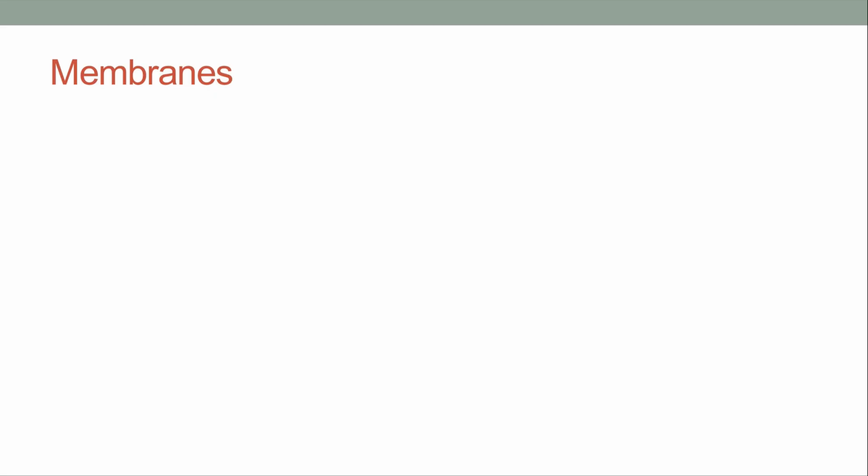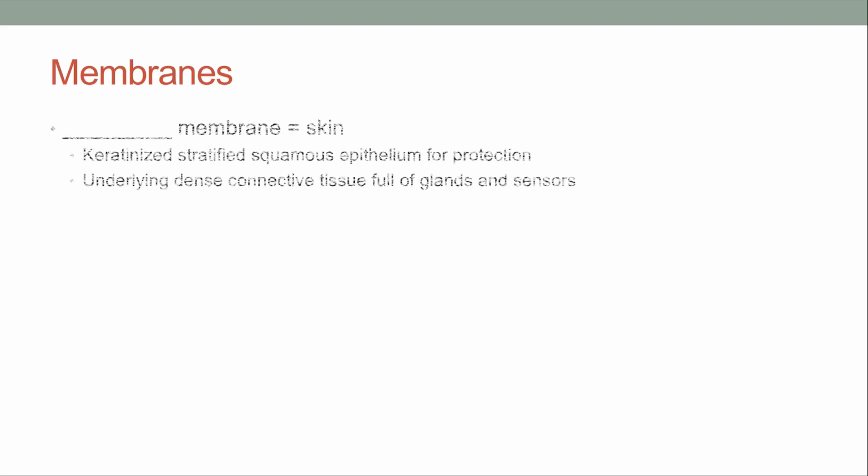There are also four kinds of epithelial membranes. The first and most obvious to anyone who's looking at your body is the cutaneous membrane, which is your skin. It is the keratinized stratified squamous epithelium we just talked about, and it has underlying it a dense connective tissue that's full of glands and sensors and hair follicles and other structures that support the skin's mission to interface with the outside world.